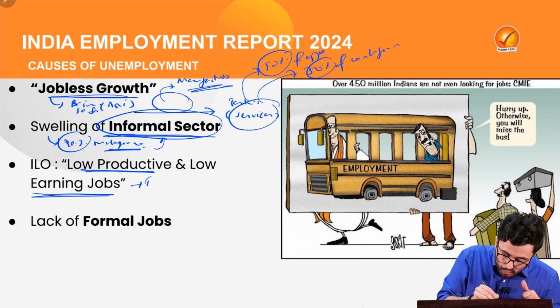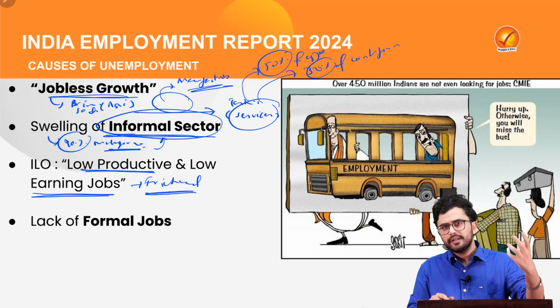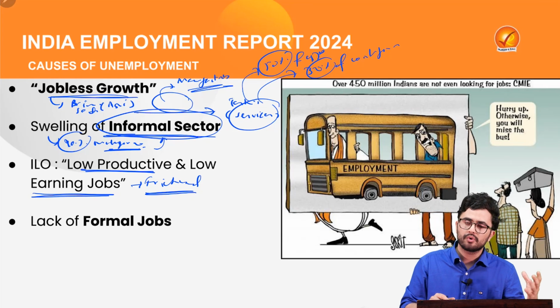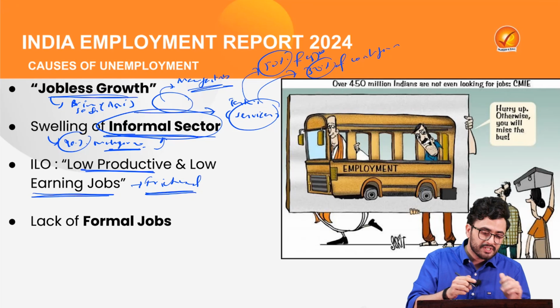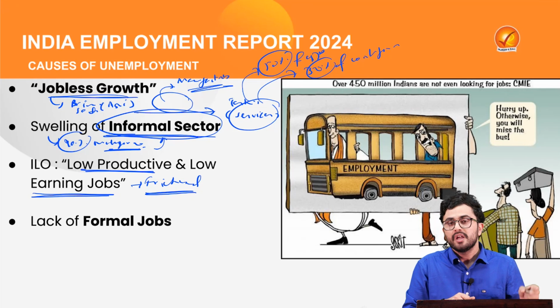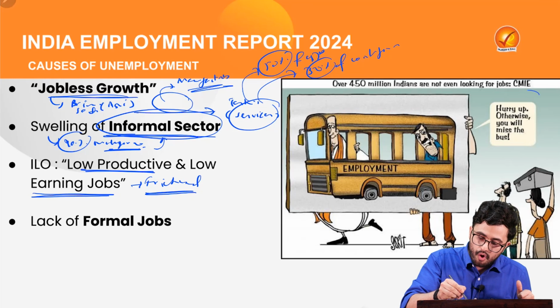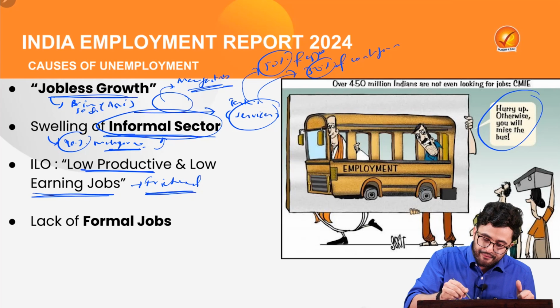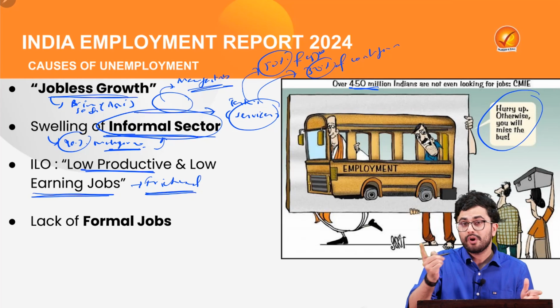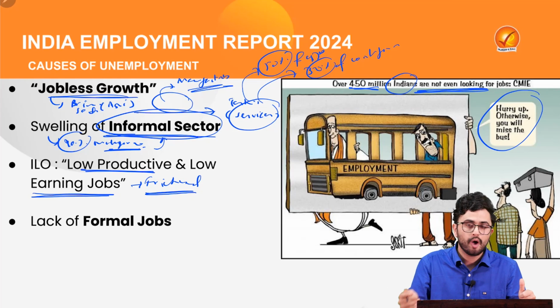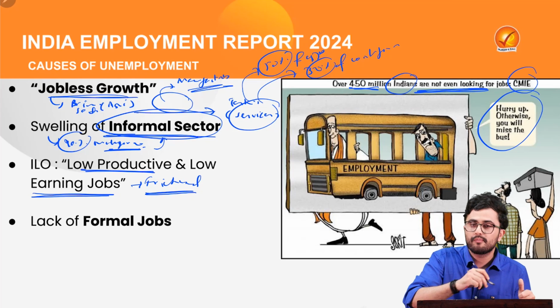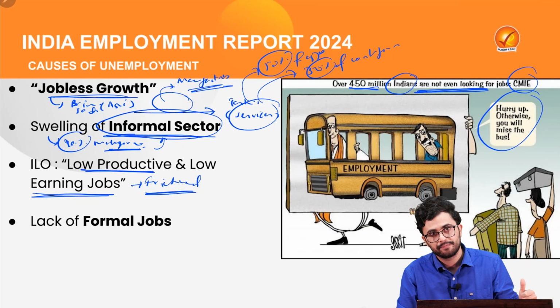thus leading to frictional unemployment, where the educated youth who have been exposed to several kinds of degrees do not want to do such meager jobs, which is also highlighted from the survey, where it states that 450 million Indians are not even looking for jobs as per the Centre for Monitoring Indian Economy.